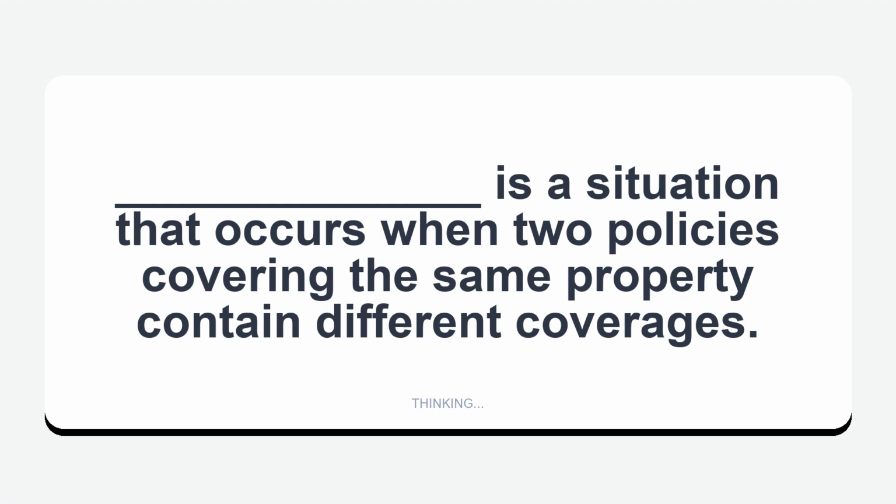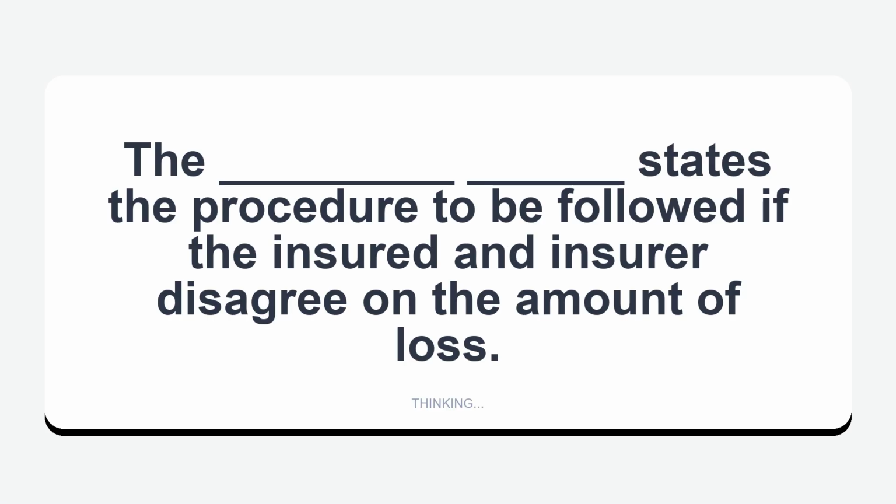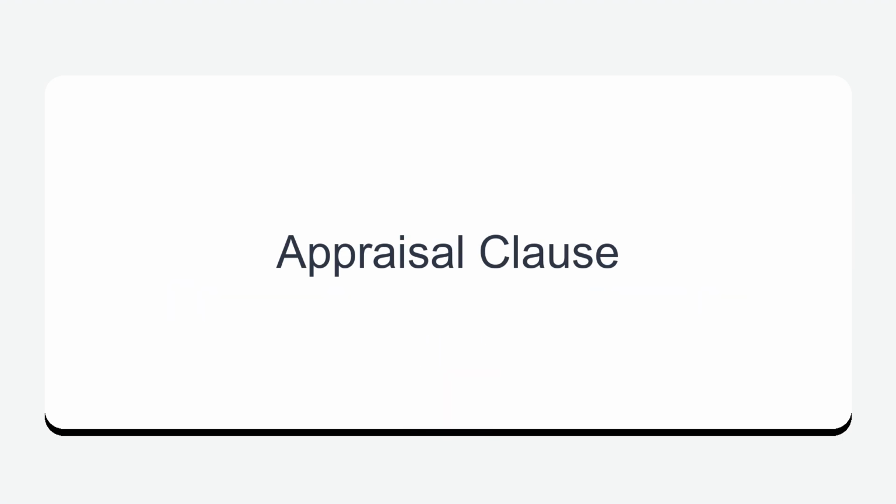Blank is a situation that occurs when two policies covering the same property contain different coverages. Non-concurrency. The blank states the procedure to be followed if the insured and insurer disagree on the amount of loss. Appraisal clause.